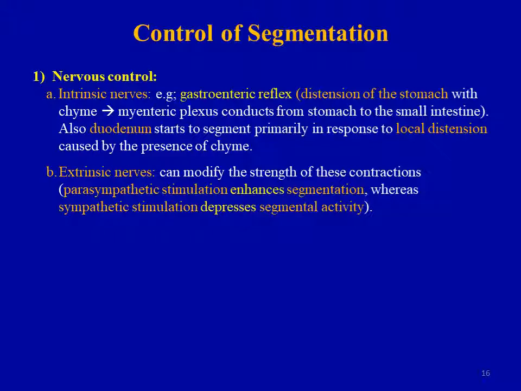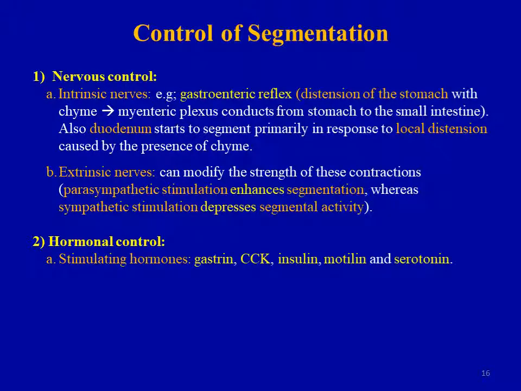Extrinsic nerves can modify the strength of these contractions. Parasympathetic stimulation enhances segmentation, whereas sympathetic stimulation depresses segmentation or segmental activity. We have also a hormonal control of segmentation. Stimulating hormones for segmentation are gastrin, cholecystokinin, insulin, motilin, and serotonin. Inhibiting hormones are secretin and glucagon.